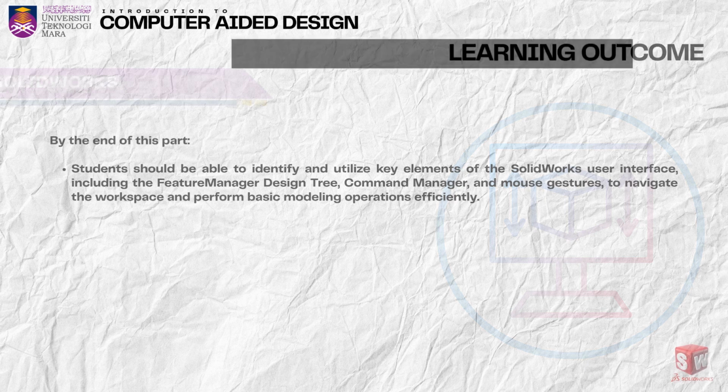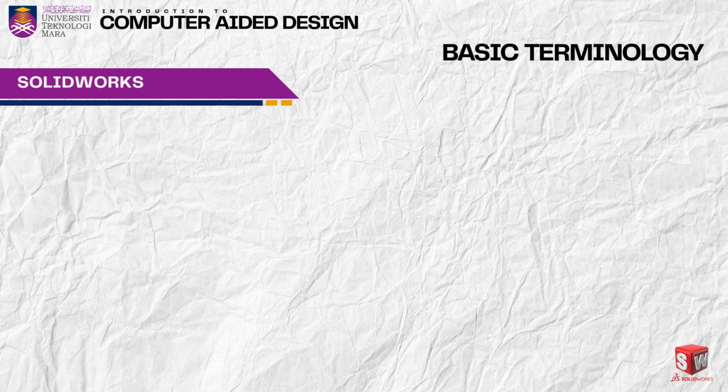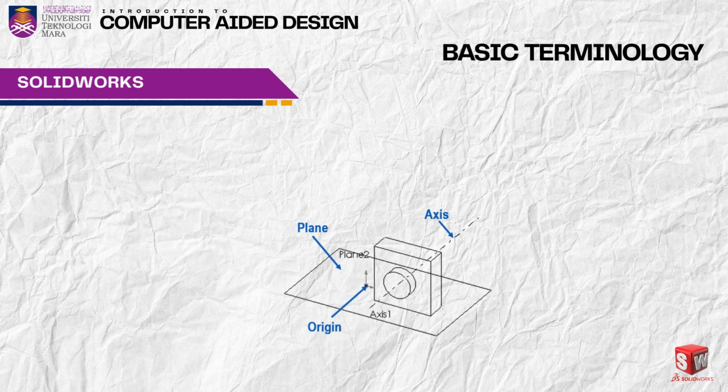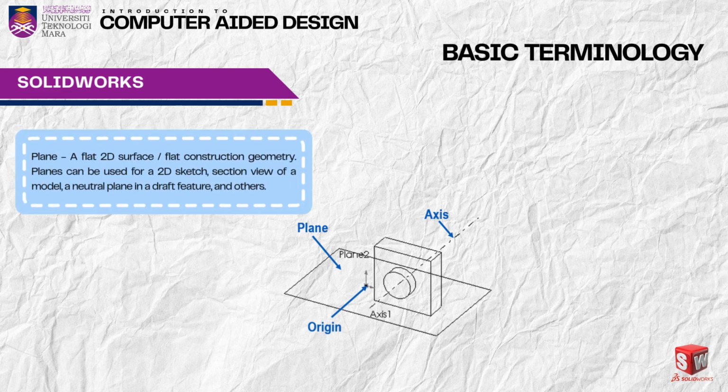efficiently. Before we jump into the SolidWorks interface, it is important to understand some basic terminology that you will encounter frequently. These are fundamental building blocks in 3D modeling. First, we have plane. Think of a plane as a flat, invisible, two-dimensional surface. It's essentially a flat sheet that extends infinitely in all directions. In SolidWorks, you will use planes as the canvas for your 2D sketches.